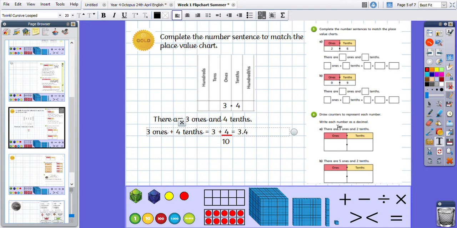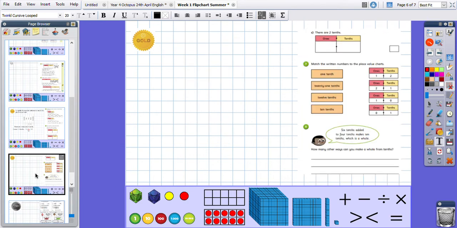Question 6, drawing counters to represent each number. There are 3, there's 1 there as well. And question 7, you are matching up the written numbers to the place value chart. And finally, question 8, a bit of reasoning.